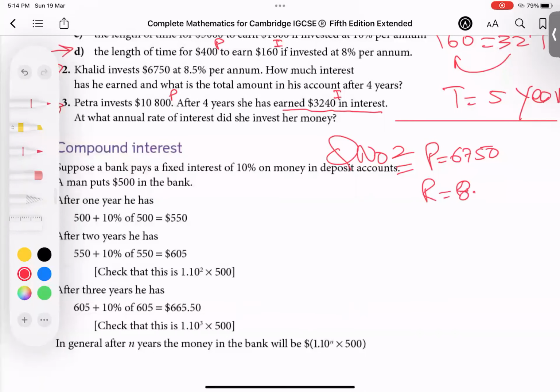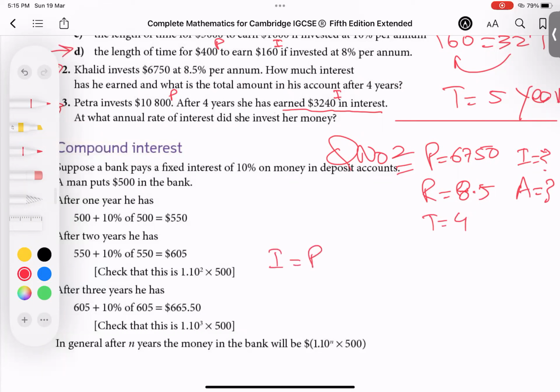How much interest will he earn? So I is my question mark. And what is the total money? That is a separate question, so we have to find all these things. And in 4 years, it means time is 4 years. So I have to find 2 things: first of all, how much profit he earned, and the total amount at the end of 4 years. I hope the point is very clear.